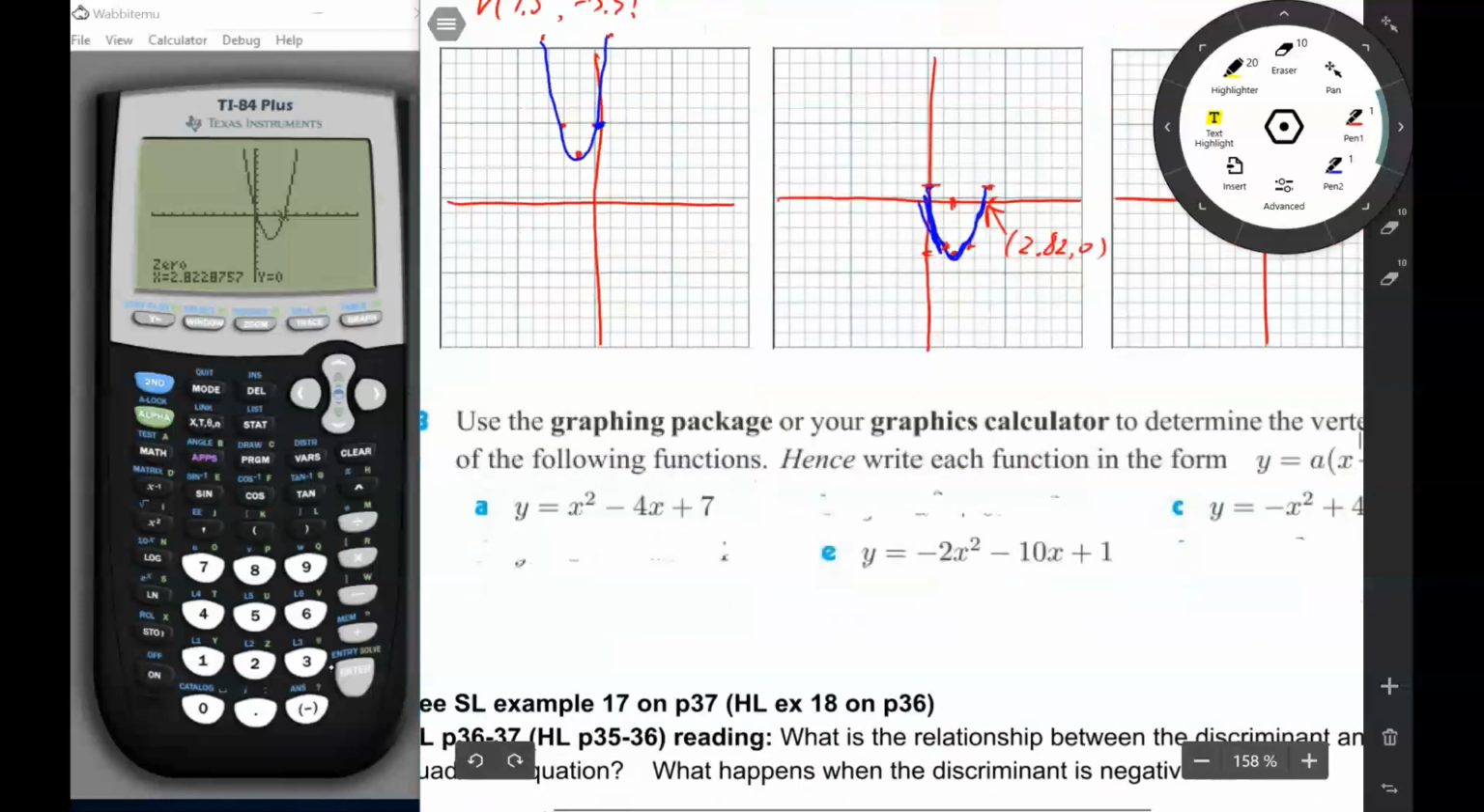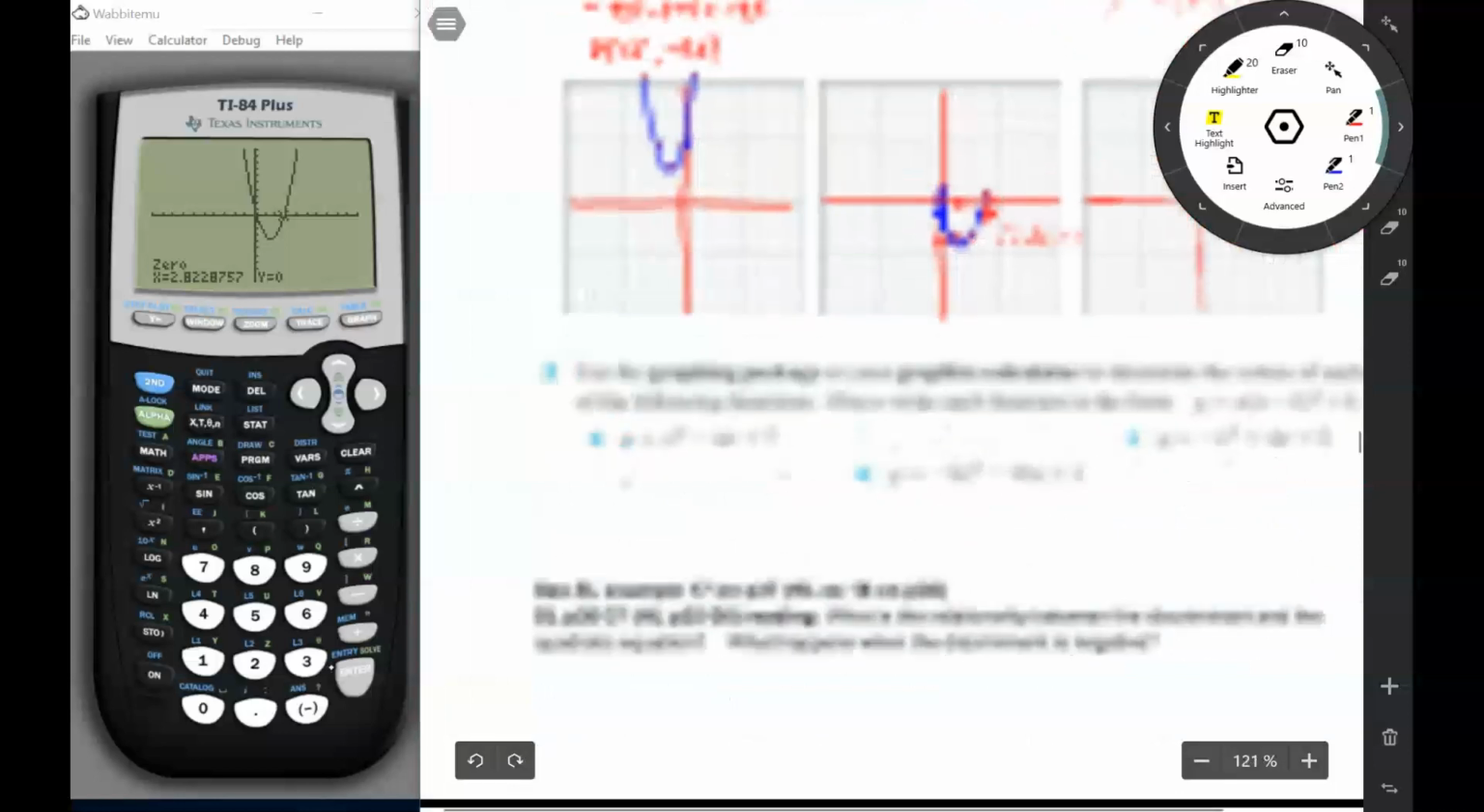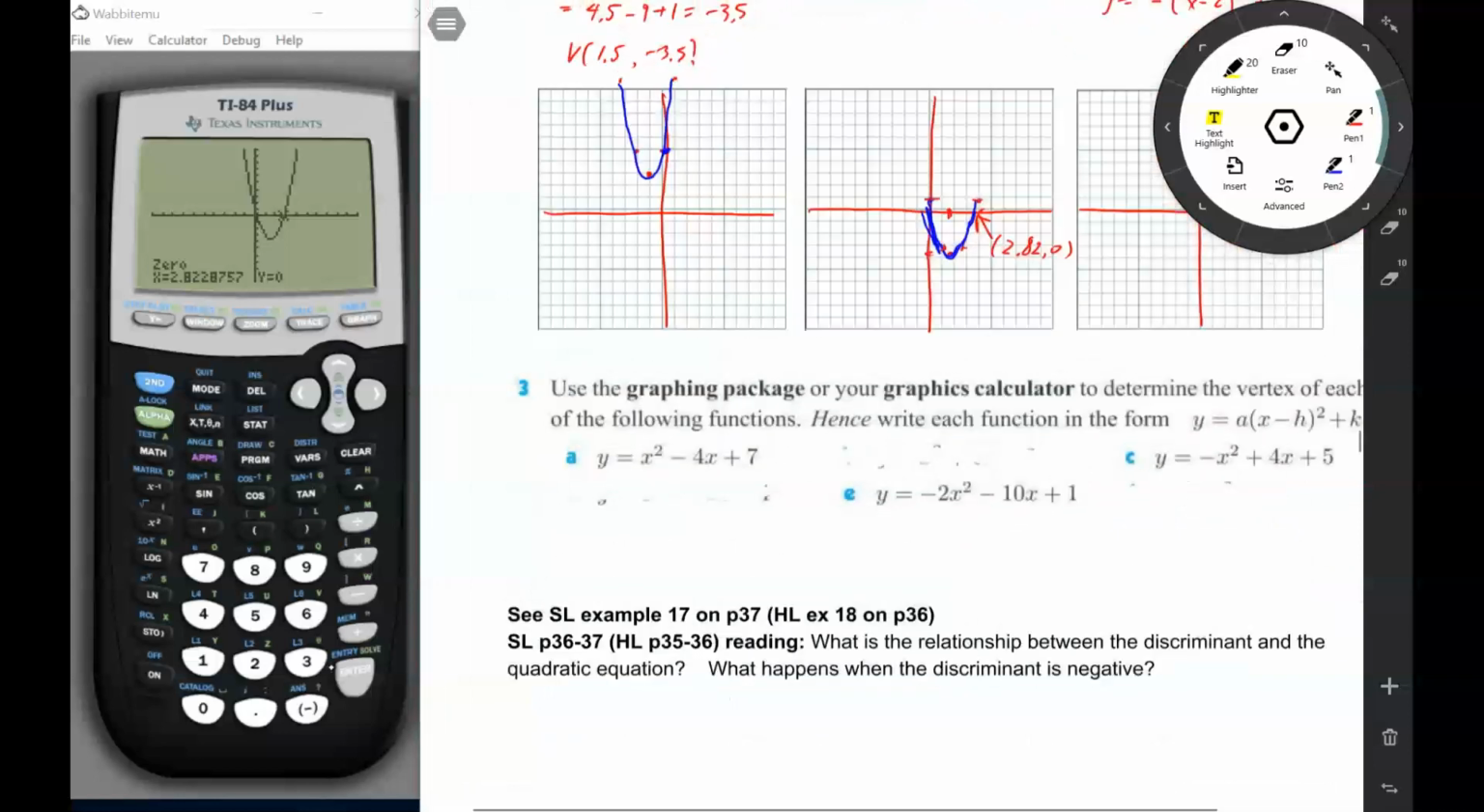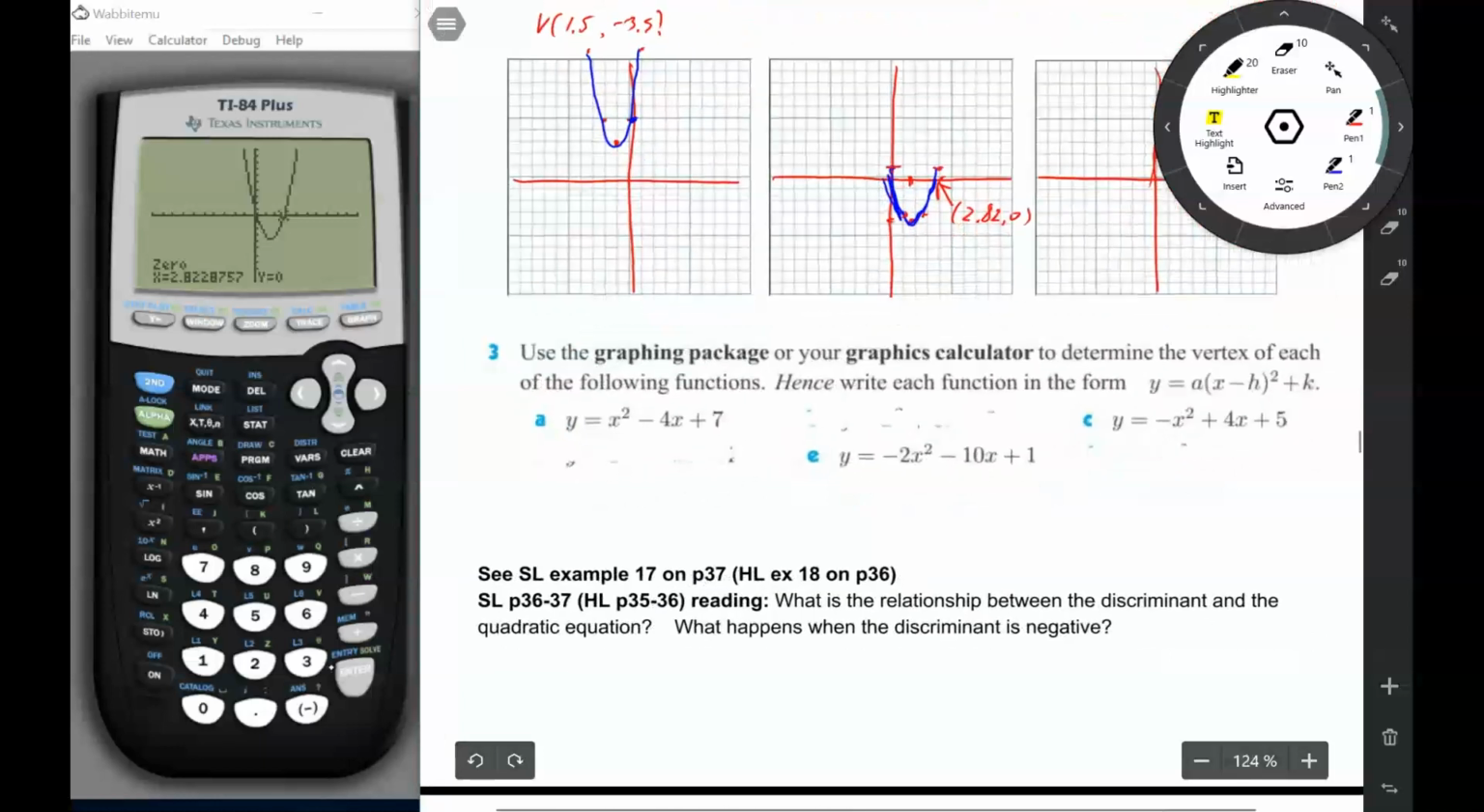Okay? All right, what's the last thing they ask us? Number 3. Use the graphing package or your graphics calculator to determine the vertex of each of the following functions, hence write the function in the form y equals a times x minus h quantity squared plus k. Okay, so now we're just going to use the calculator to do these.